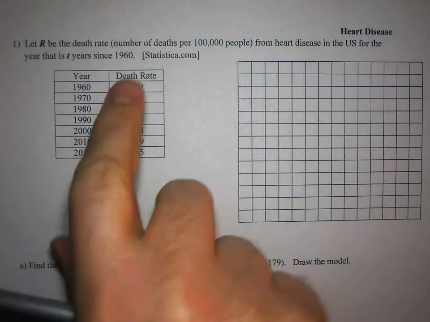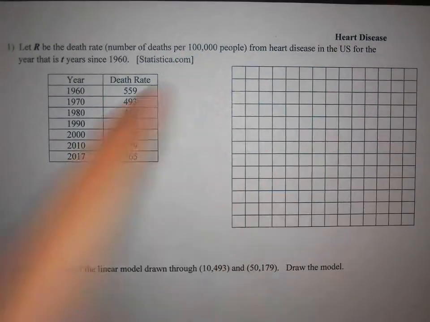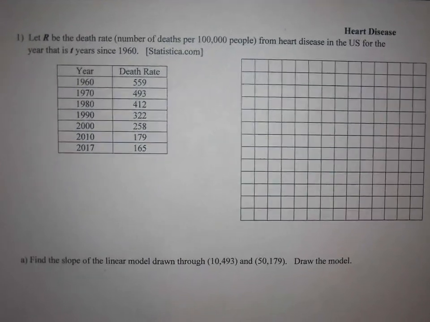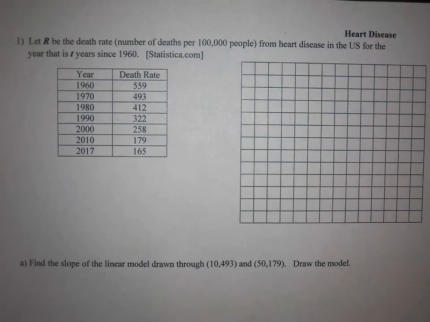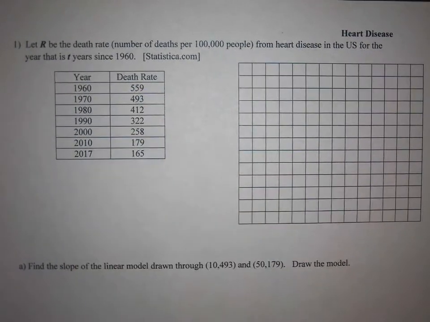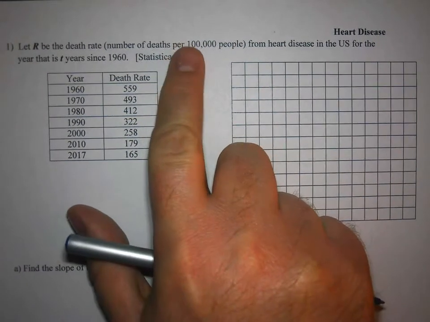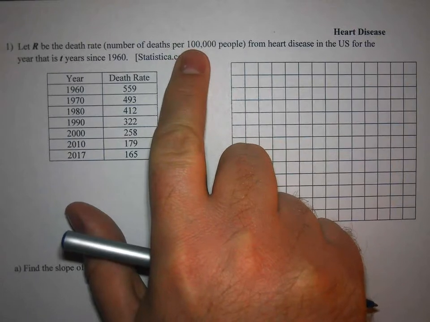So if the US had 559 deaths per 100,000 people, and let's just say Canada had 700 deaths per 100,000 people, then you would say the US is doing better in treating heart disease. Or that's one conclusion you might be able to draw, because they have a lower death rate. Because the sizes of the populations are different, you don't want to just look at the number of people dying. You want to look at it as a rate like this, per 100,000.